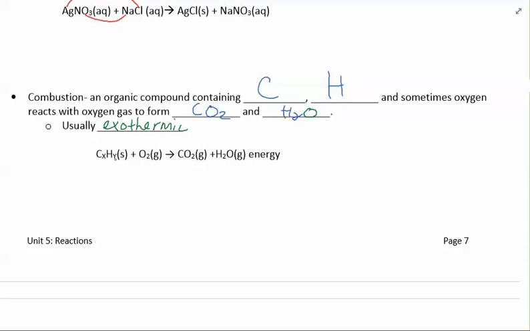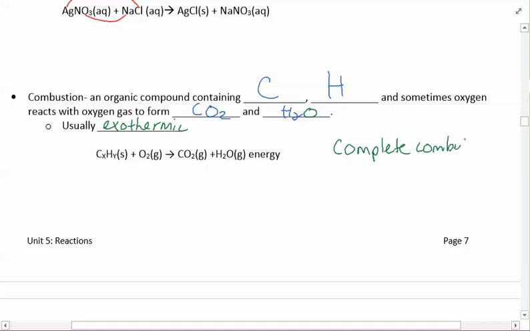This is just one example of that. If you have a fireplace, that's another example of combustion when you're burning the wood in your fireplace. Now there's actually two types. There's something called complete combustion, and in complete combustion you only form water and carbon dioxide as your products.